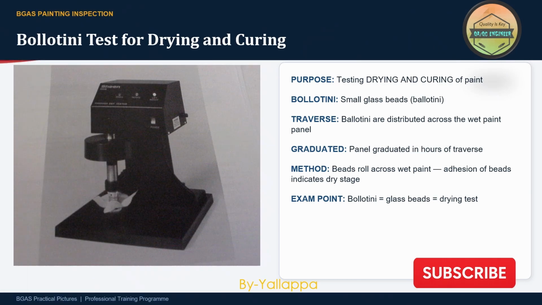This slide shows the Bolletini impact test apparatus. The purpose of impact testing is to determine a coating's resistance to sudden mechanical impact. A specified weight is dropped from a controlled height onto the coated test panel. After impact, inspectors examine the coating for cracking, loss of adhesion, or other signs of failure. Impact resistance is especially important for coatings used in areas subject to mechanical damage during operation.